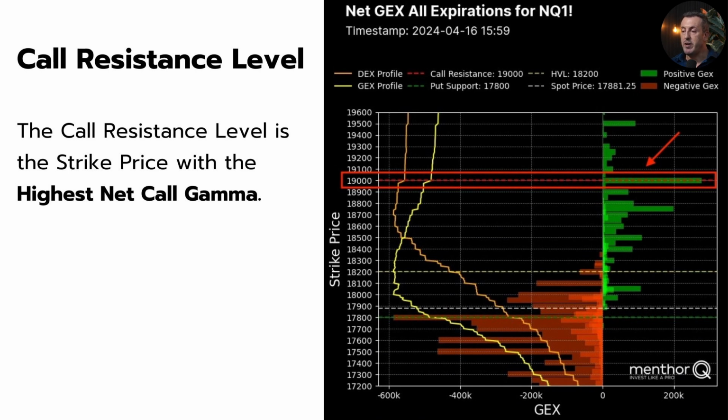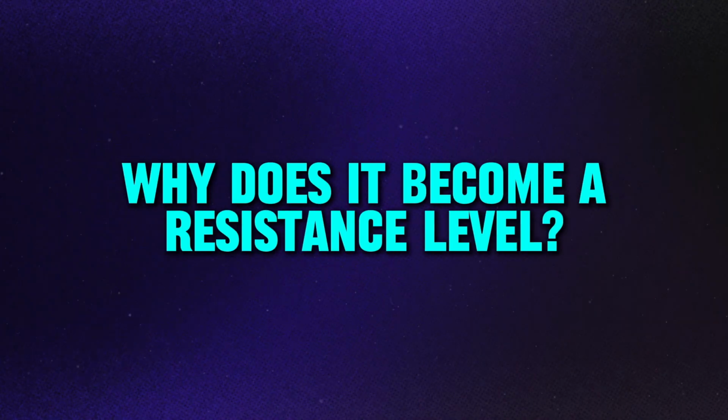The call resistance level is the strike price with the highest net call gamma. This is represented by the wider green bar. This also means that this is the level where there is the most call open interest and call gamma. Investors have been buying out of the money call options at that strike price. But why does it become a resistance level?